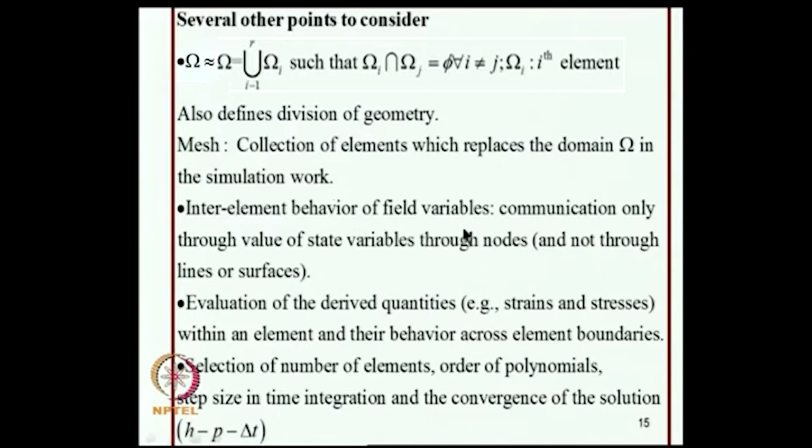Now, we need to address the question of inter-element behavior of field variables. We should note that the communication between two distinct elements is only through the value of the field variables at the nodes, only through the common shared points. We do not talk about interaction through lines or surfaces, it is only through points even in 2 dimensional and 3 dimensional problems. In a line element two elements are connected through a point, but in a 2 dimensional plane element the two neighboring elements can be connected through lines, and in 3 dimensional solid elements the neighboring elements are connected through surfaces, but the interaction is always through nodes, that are the points.